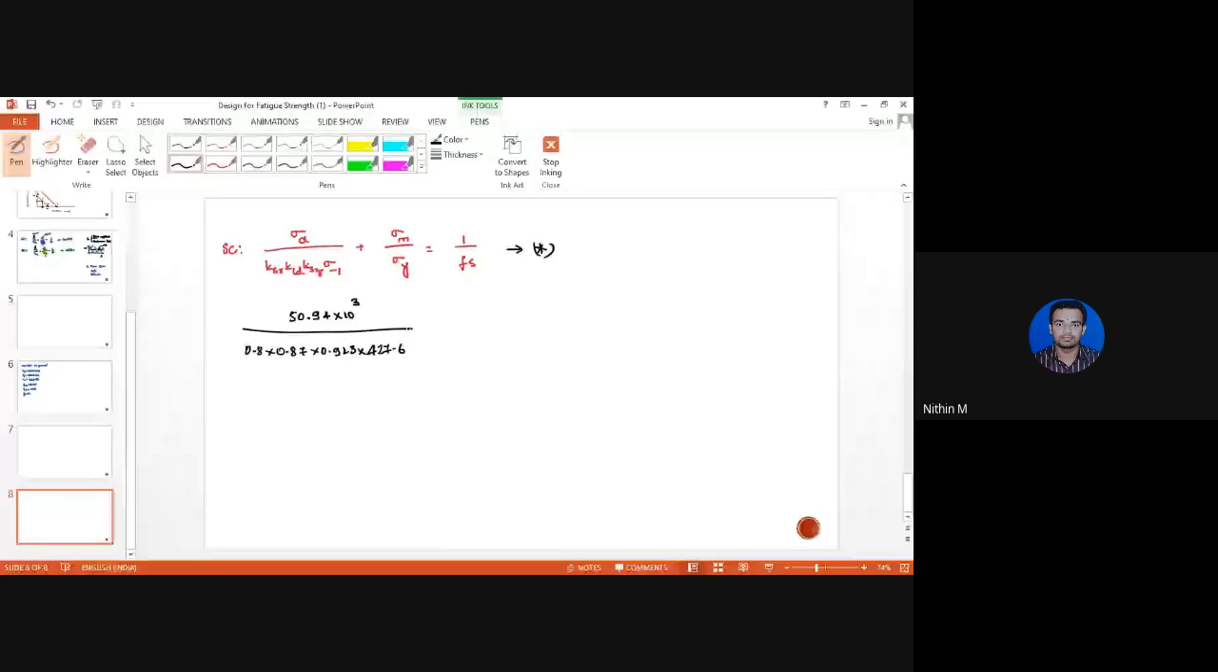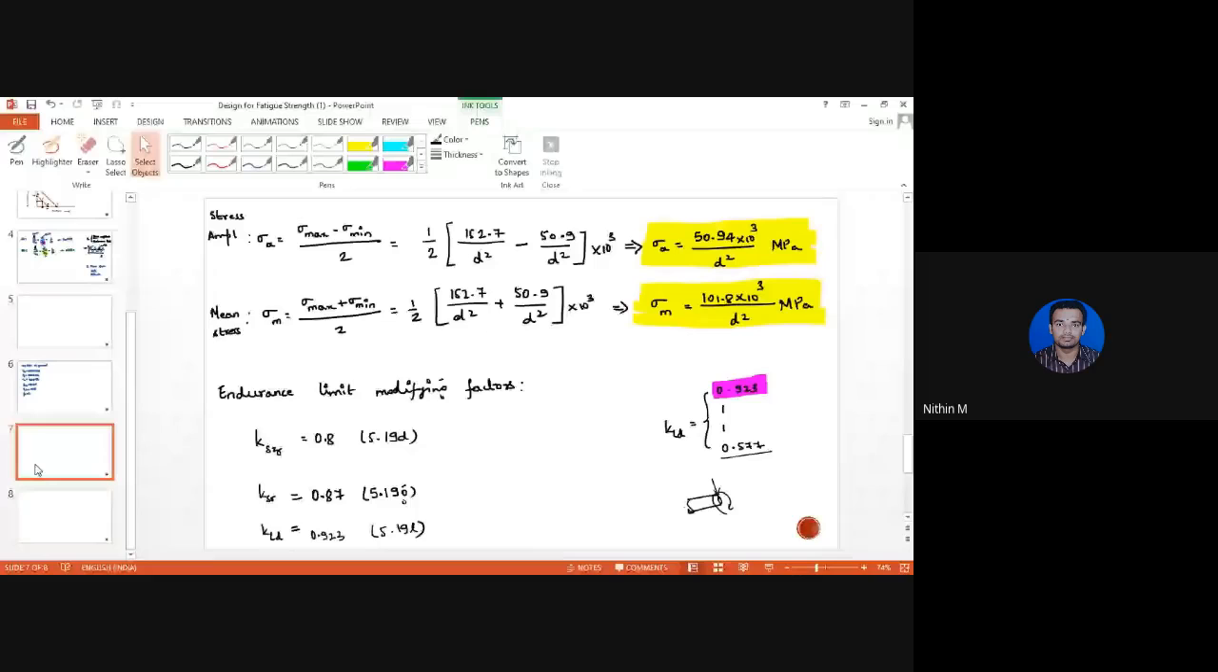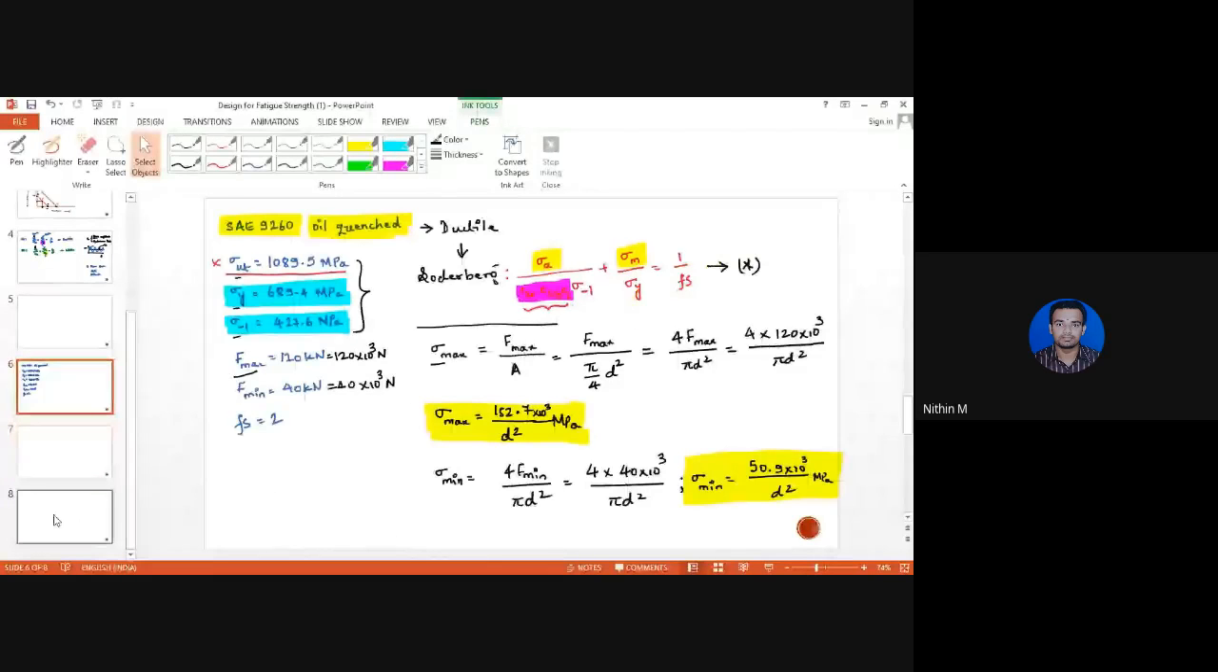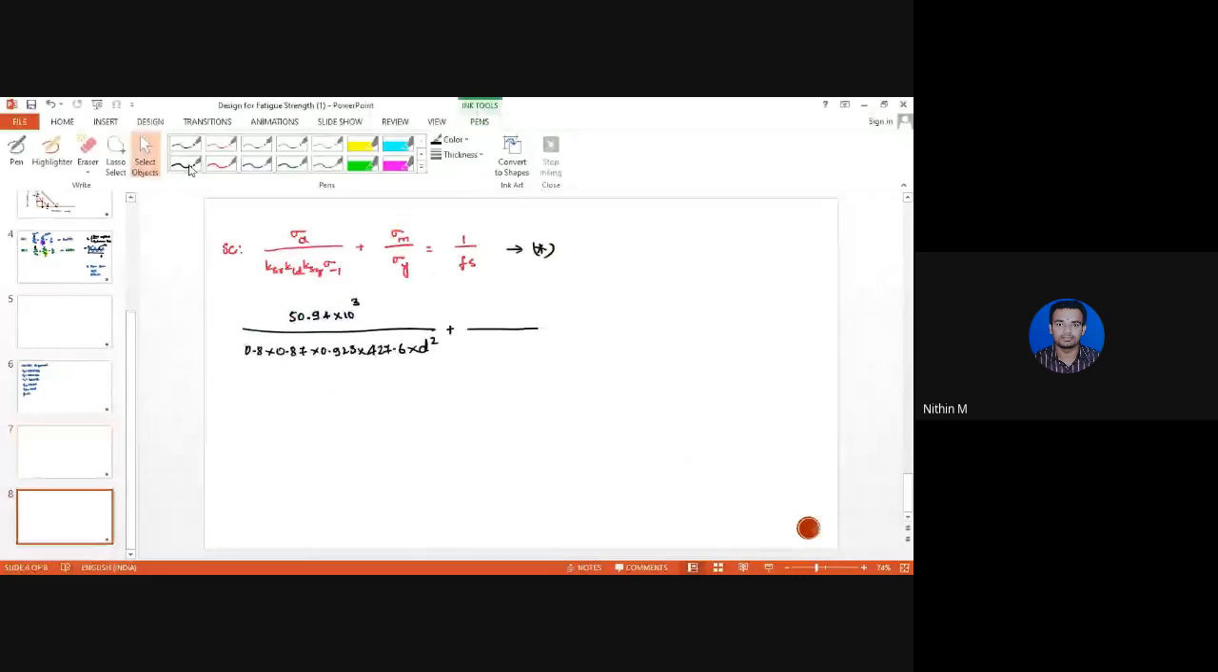Plus the mean stress, which is 101.8 into 10 to the power of 3, divided by the yield strength 689.4 into d square, is equal to 1 by factor of safety, which is 2. So can you solve this equation? Tell me the value of d. How do you solve this?